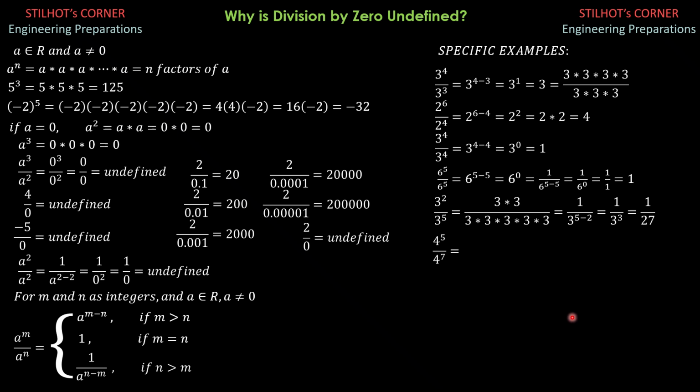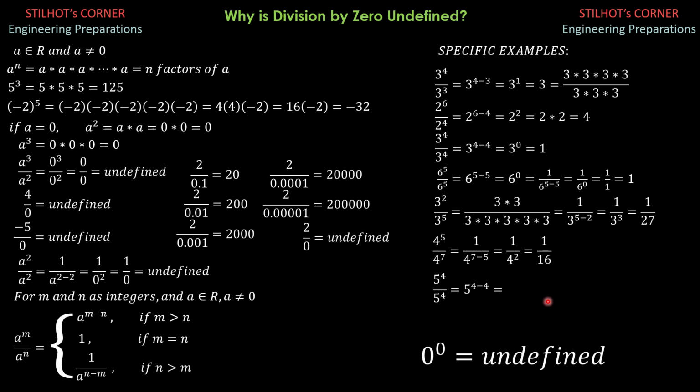Then 4 to the 5th over 4 to the 7 is, using this result, 1 over 4 to the quantity 7 minus 5, or 1 over 4 squared, and there are 2 factors of 4 in the denominator, and 4 times 4 is 16. That's why we have 1 over 16. Then 5 to the 4th over 5 to the 4th is 5 to the 4 minus 4, or 5 to the 0. That's why it is also 1 over 5 to the 4 minus 4, or 1 over 5 to the 0. That's why it is 1.